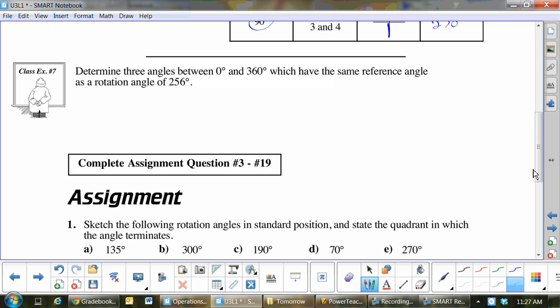Here is an excellent quiz question. Hint, hint. Determine 3 angles between 0 and 360 that have the same reference angle as a rotation of 256 degrees. Now, there's a lot of knowledge that has to go on here, and I'll tell you, without a picture, these things are hard. And you may, after I've done it, go, okay, I see how you do it now. It's one of those kinds of questions.